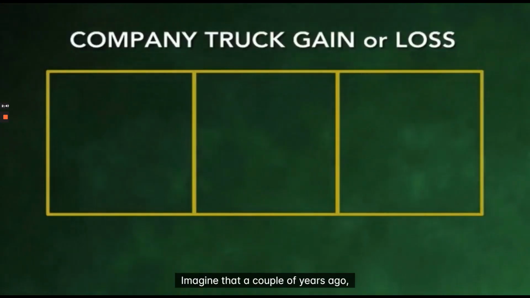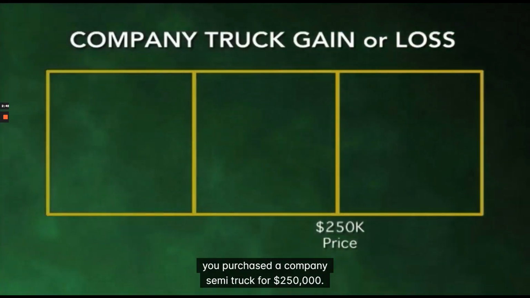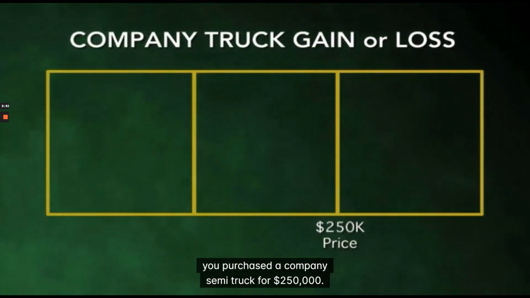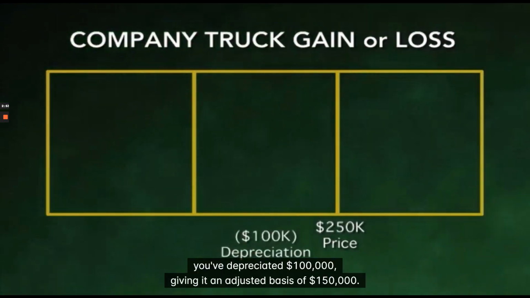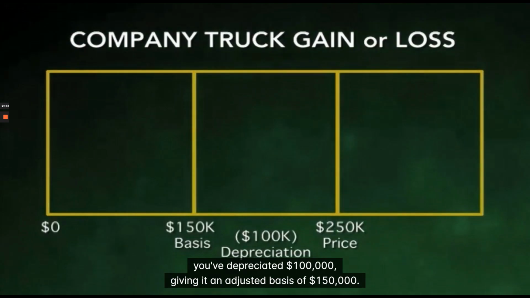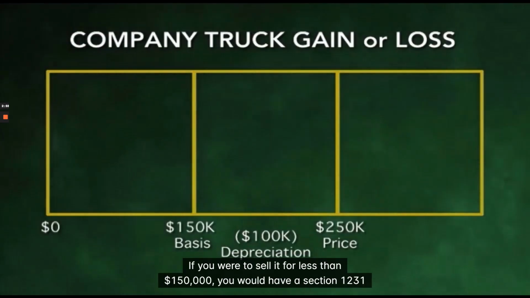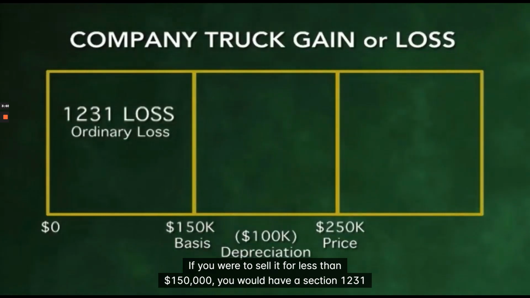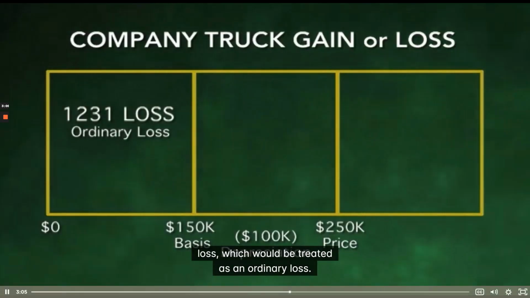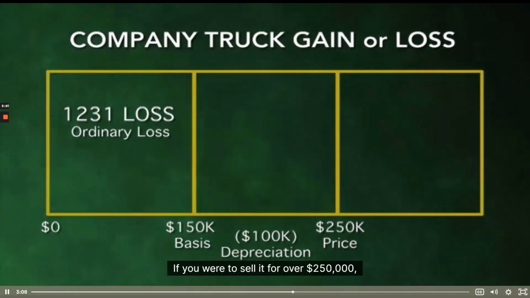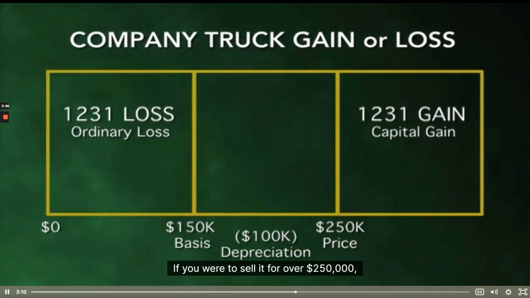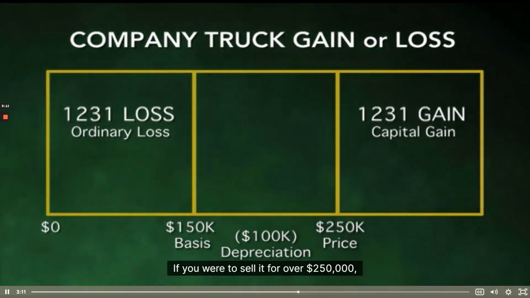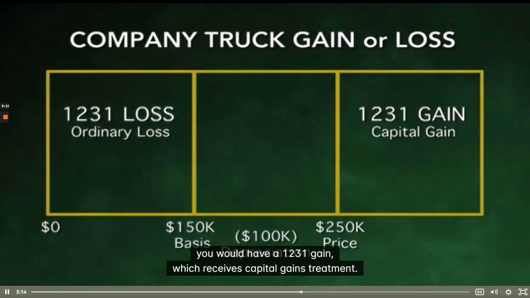Imagine that a couple of years ago, you purchased a company semi-truck for $250,000. Since that time, you've depreciated $100,000, giving it an adjusted basis of $150,000. If you were to sell it for less than $150,000, you would have a Section 1231 loss, which would be treated as an ordinary loss. If you were to sell it for over $250,000, you would have a 1231 gain, which receives capital gains treatment.